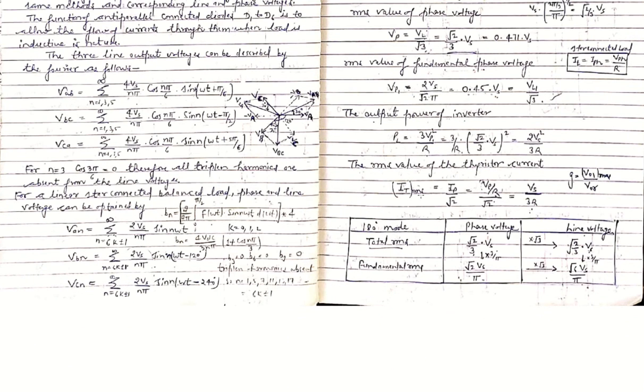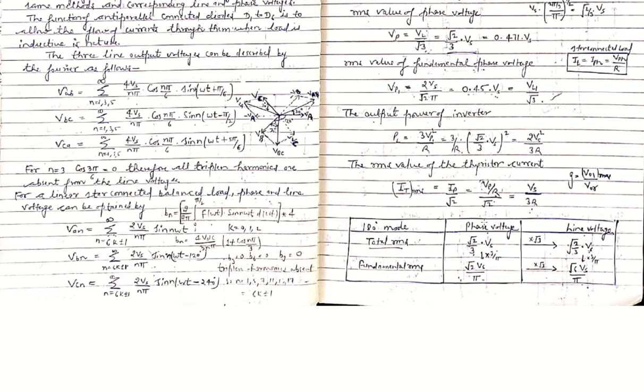So IT RMS, the thyristor RMS current, equals IP divided by root 2. IP is the phase current, and if we divide by root 2, then it is the RMS one. How do we calculate the IP? Vp divided by R, divided by root 2. So put the Vp value here. Vp RMS is root 2 by 3 into Vs. If we put Vp RMS equals root 2 by 3 Vs and simplify further, we obtain Vs divided by 3R. So this is the conclusion of this 180 degree duration.